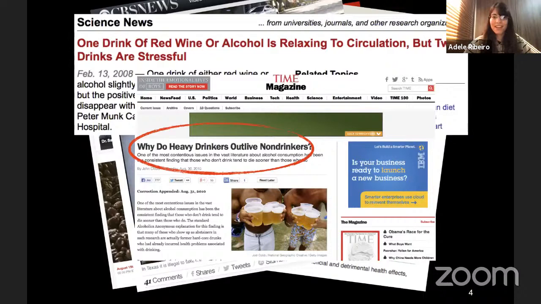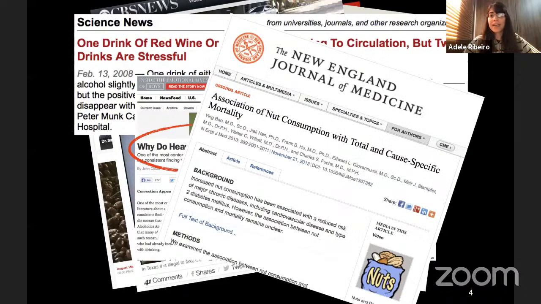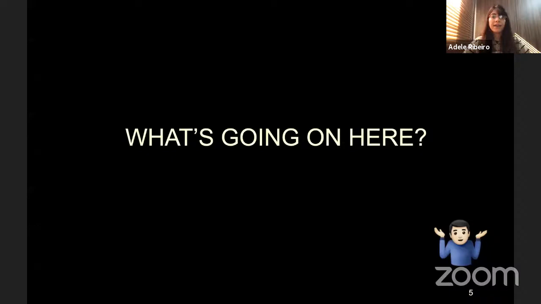So what's happening? And I just want to show this last piece of news here from the New England Journal of Medicine. It's a top venue in medicine, where they are also using associations: association of nut consumption with total and cause-specific mortality. So it's kind of a joke. They are using some kind of associations to say something about causation, and it's nuts. So what's going on here? Why are these inferences so fragile? Why are the conclusions changing every couple of years?